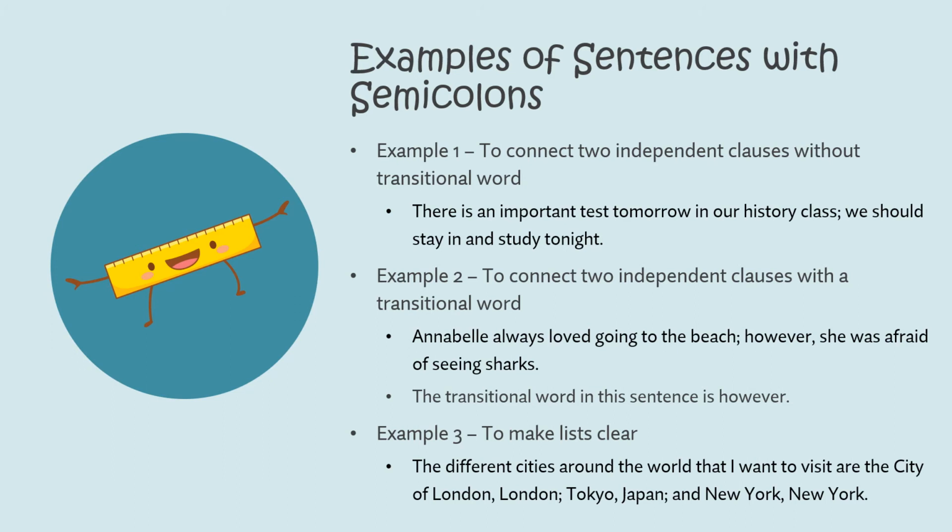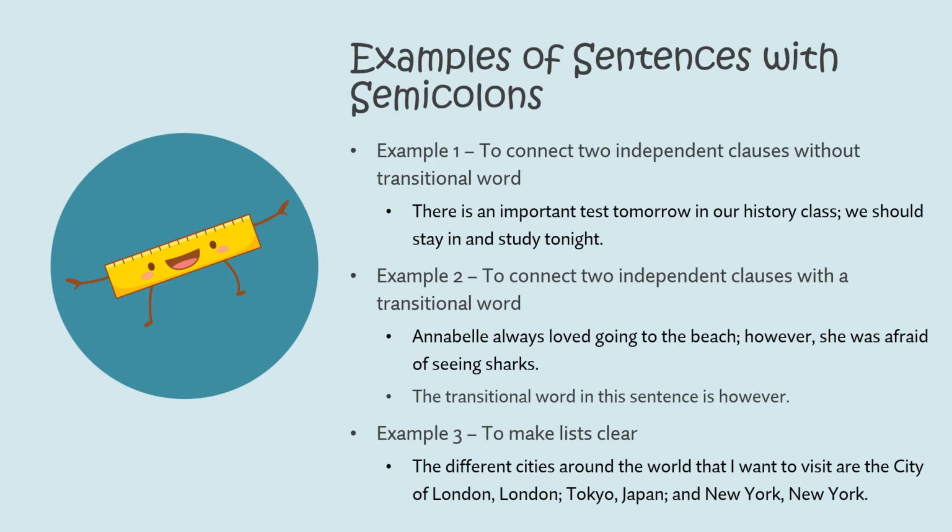These are some examples of semicolons in sentences. The first sentence shows how a semicolon can connect two independent clauses without a transitional word. There is an important test tomorrow in our history class; we should stay in and study tonight.